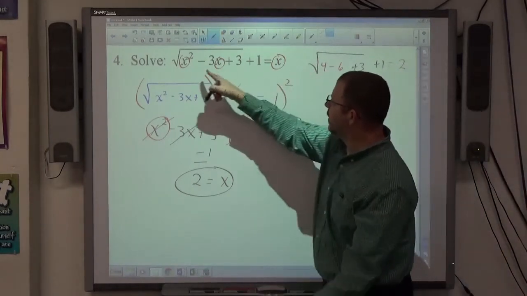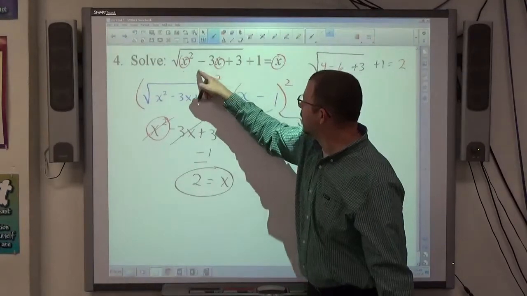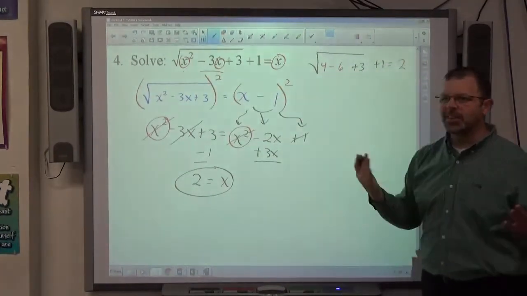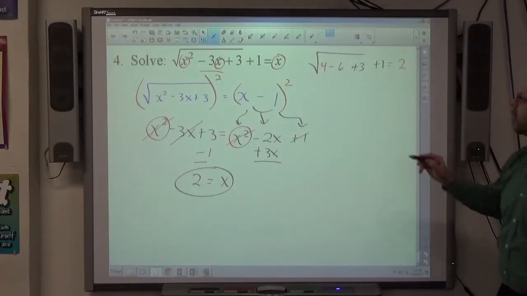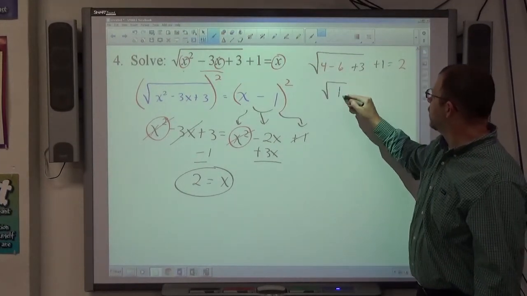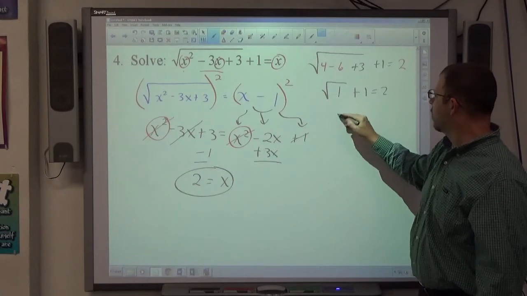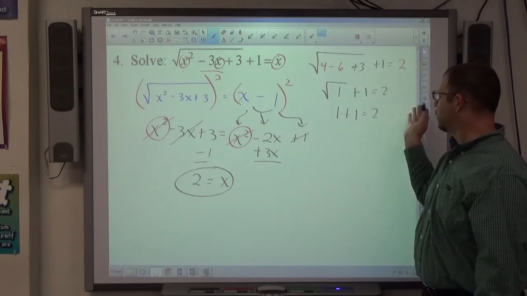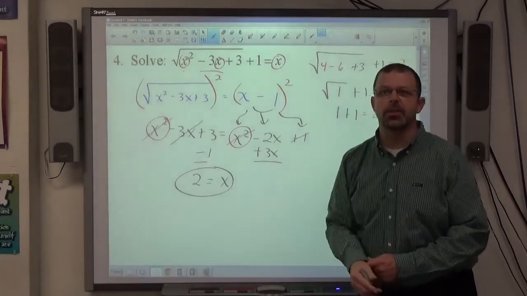I went ahead and squared it. 2 squared is 4, and multiplied by negative 3. Negative 3 times 2 is negative 6. Do that to the extent you're comfortable doing that. 4 minus 6 is negative 2 plus 3 is 1. Square root of 1 is 1. 1 plus 1 equals 2, obviously correct, so 2 is the right answer.